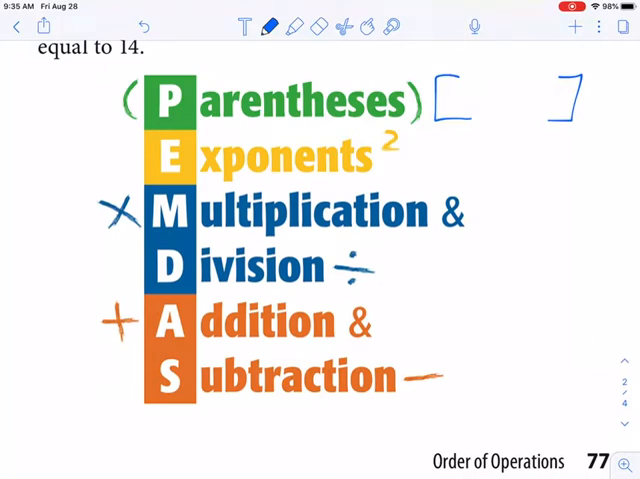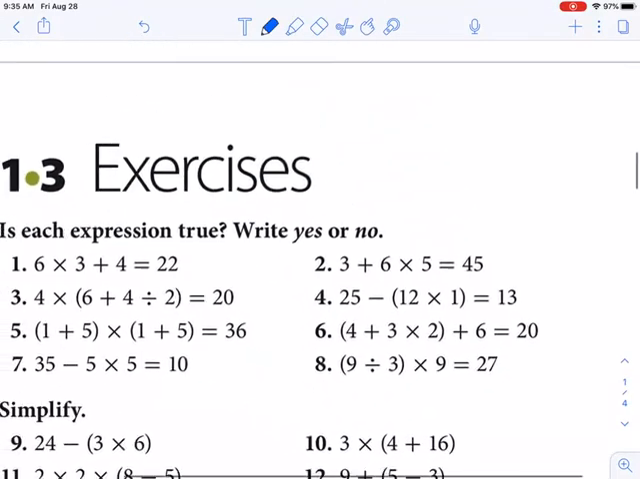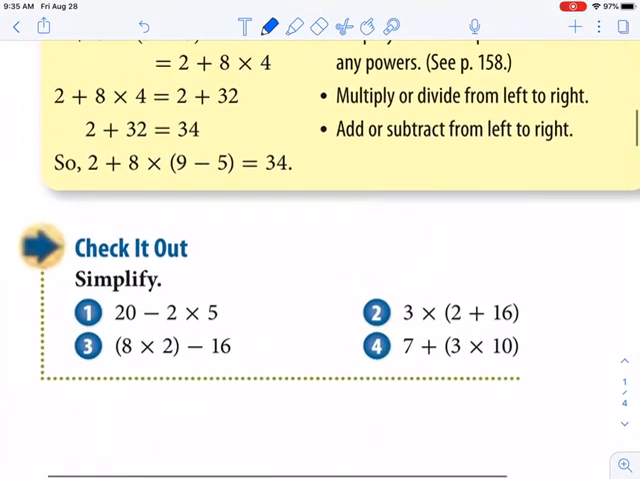And then finally, you have addition and subtraction. Again, they go together. So if you have only addition and subtraction left in your expression, you work left to right, just like when you're reading. Okay, so let's try some of these here.